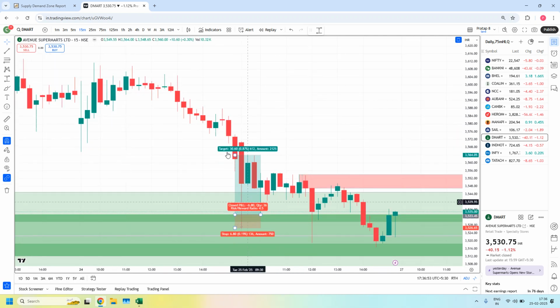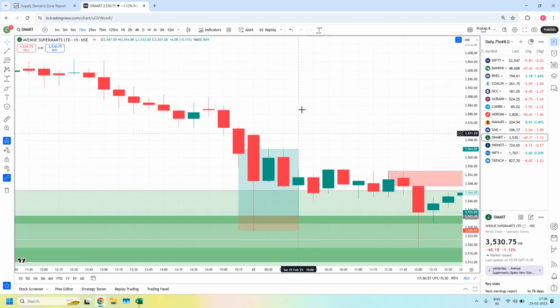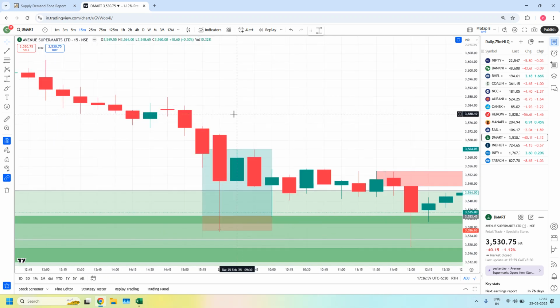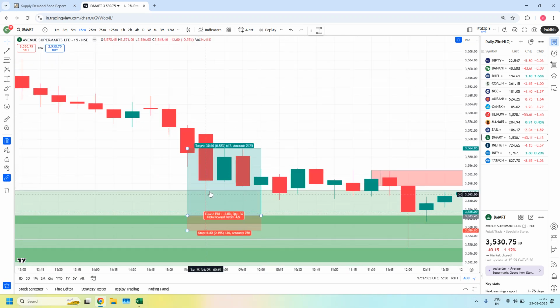Then what about the first one, the first fine-tuned 5-minute zone? See here, after adding your stop buffer, this is the picture. Prices came and then sharply moved up to here. You know how much? 4.5% RR, it gave you the return.